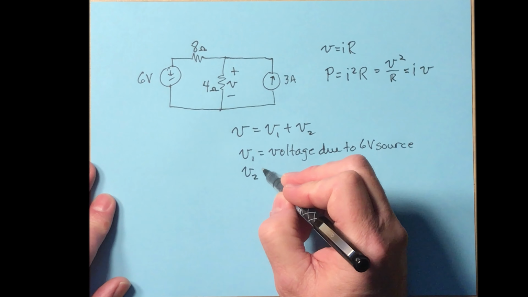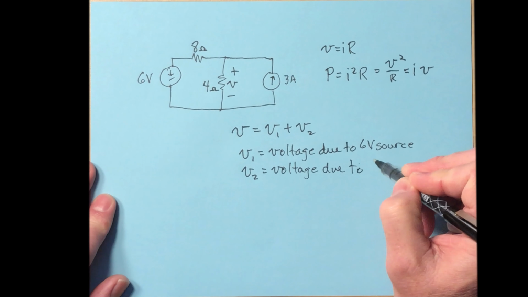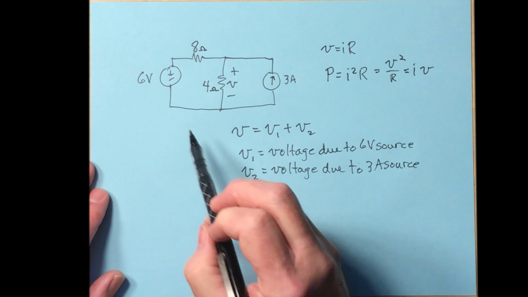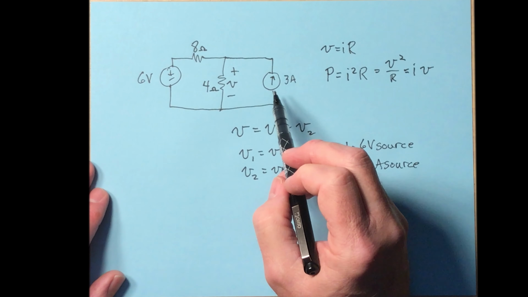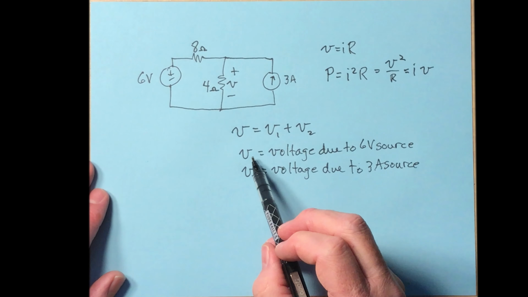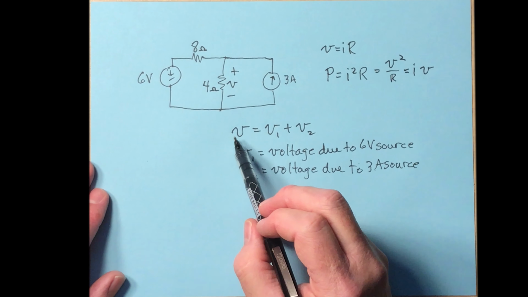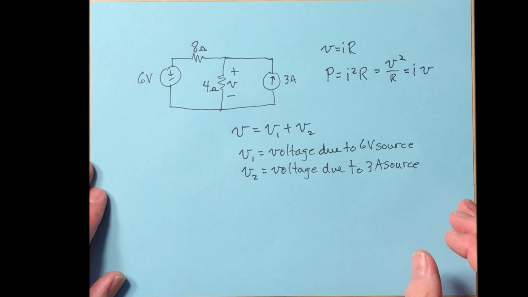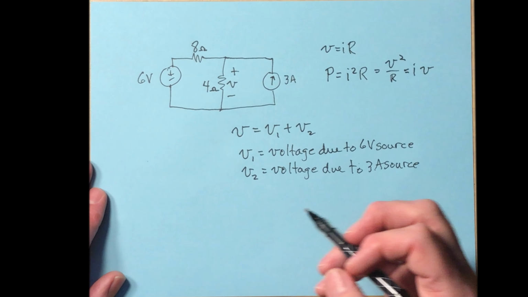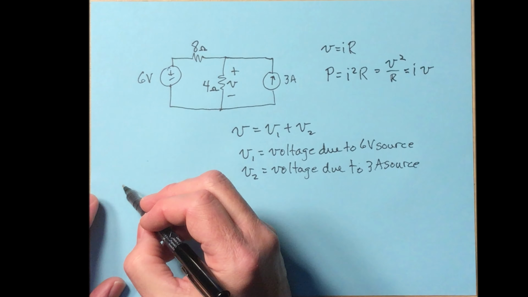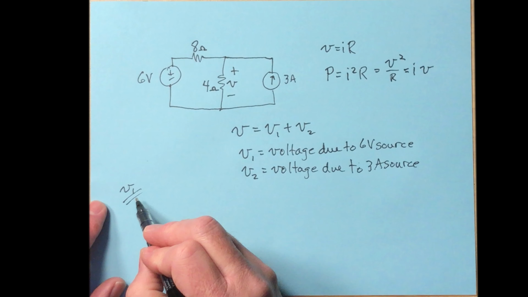And then voltage 2 is the voltage due to the 3 amp source. For that one, we'll disable the 6-volt source, leave the 3 amp, and figure out what it is there. And then in the end, after we figure out what V1 and V2 are, we'll just add those together to figure out what V is. And then we're done at that point. Okay, so let's do the steps here. Let's figure out what V1 is first. So we're going after V1.